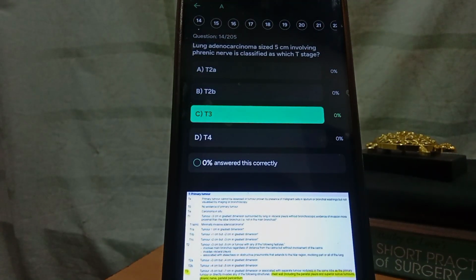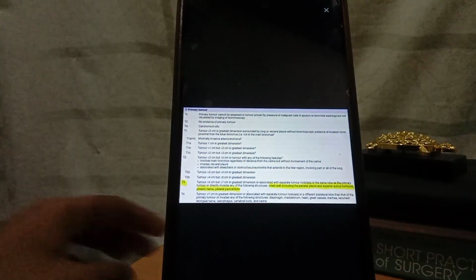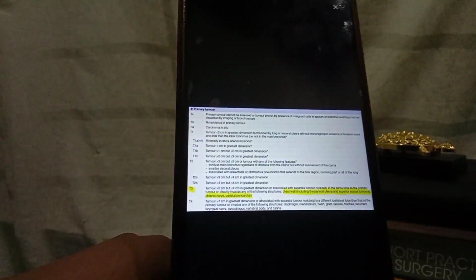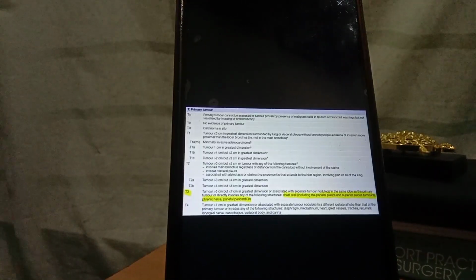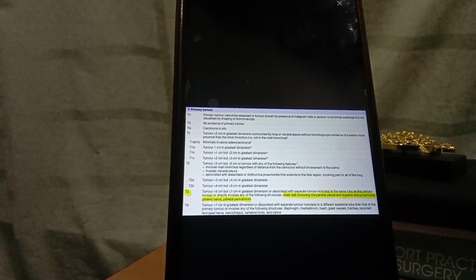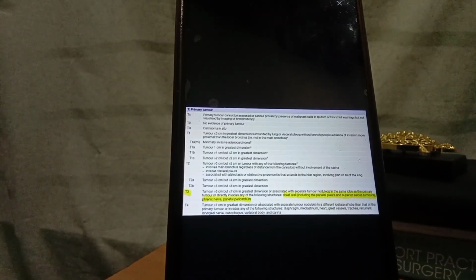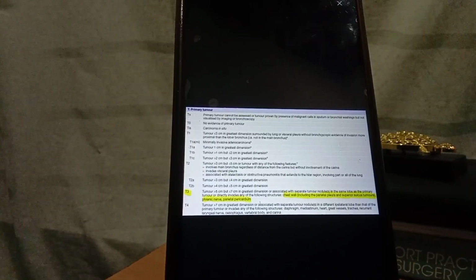MCQ 14, lung adenocarcinoma size 5 cm involving phrenic nerve is classified as which stage? So we have to learn the staging of lung cancer. So TX, T is primary tumor. TX: primary tumor cannot be assessed, or tumor proven by presence of malignant cells in sputum or bronchial washings, but not visualized by imaging or bronchoscopy.